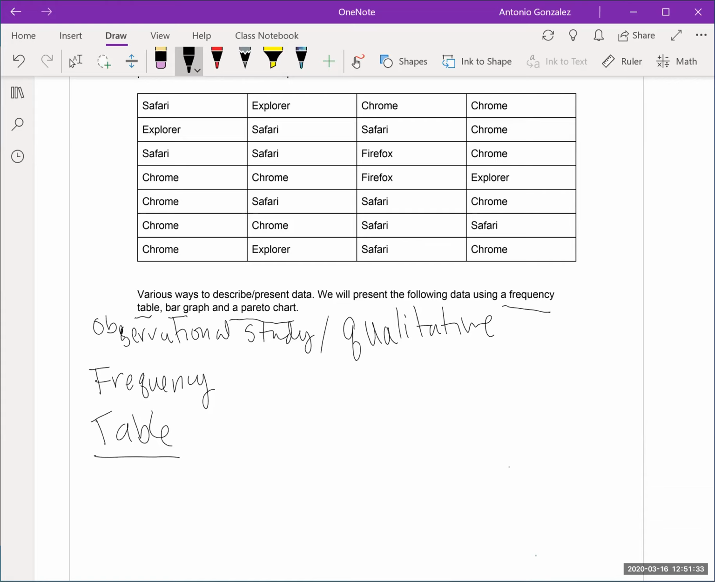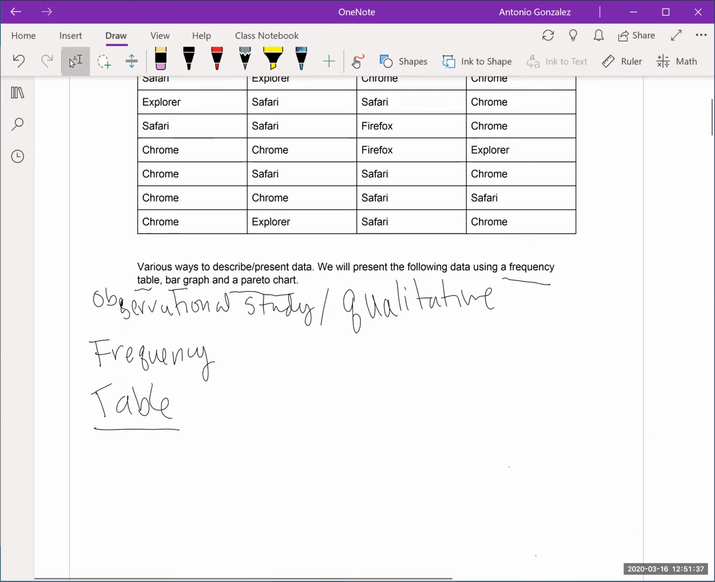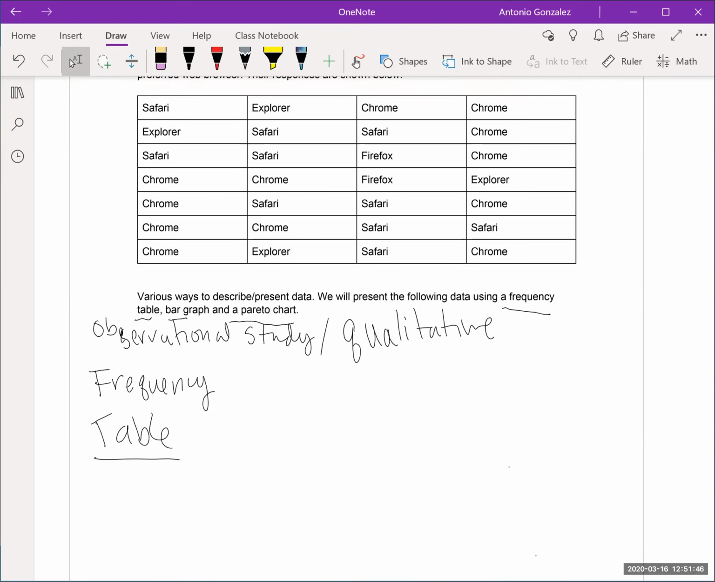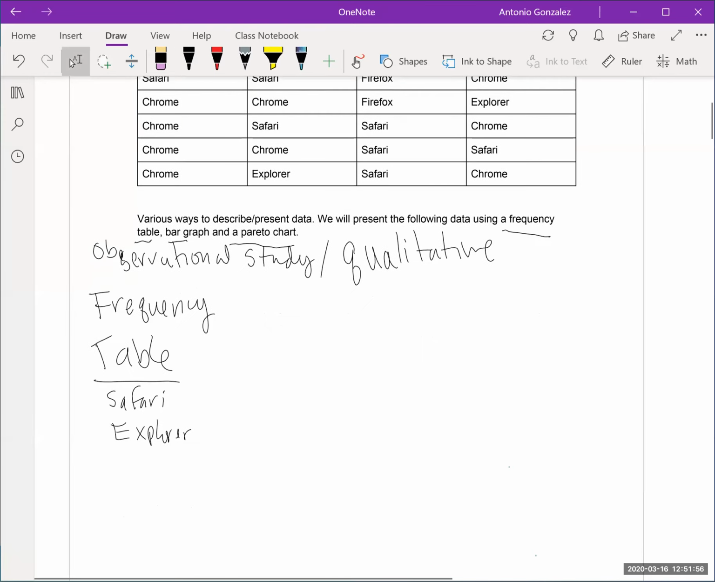All right, so just looking at this here, it appears to be 4 different answers given by these students. So you'd say, all right, the 4 different browsers that were used were Safari, Explorer, and Chrome, and Firefox.